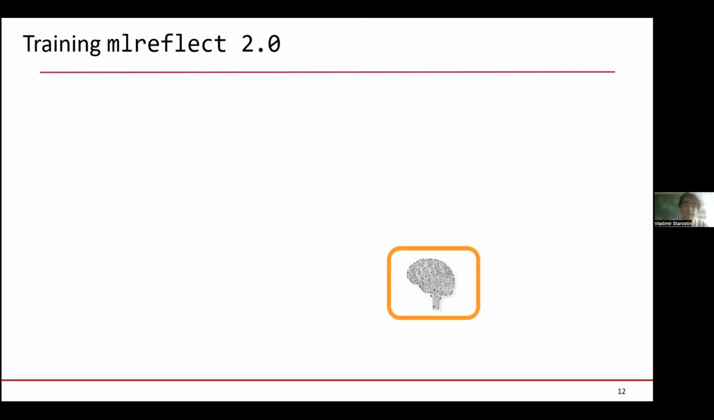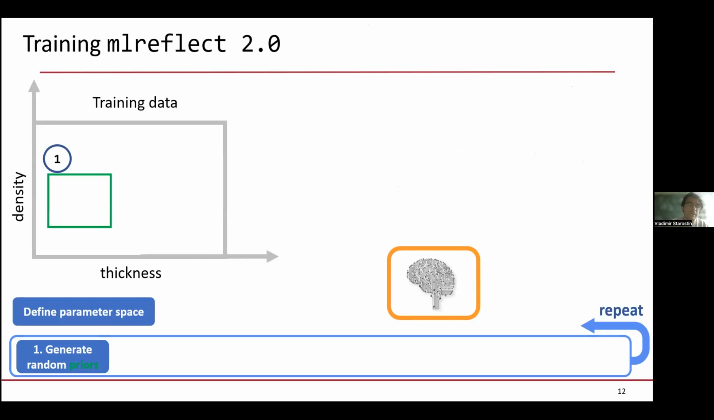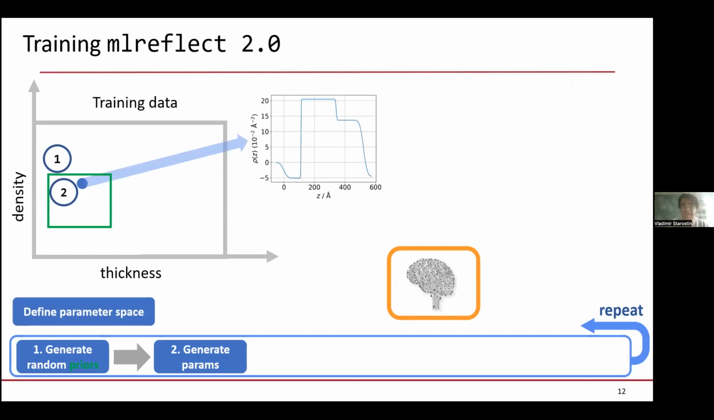So how do we train this new updated neural network with priors included? It's very similar to the first one. We have to define this large parameter space, but as the first step, we generate smaller random priors, these green boxes that reflect our knowledge about some certain sample. And then within these boxes, we generate parameters, and then it's exactly the same.